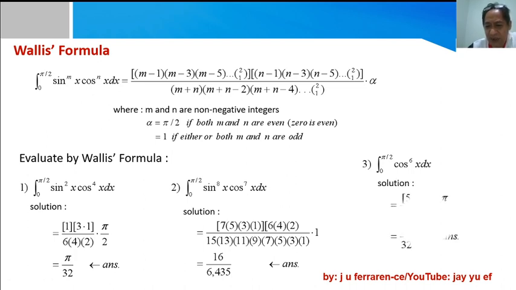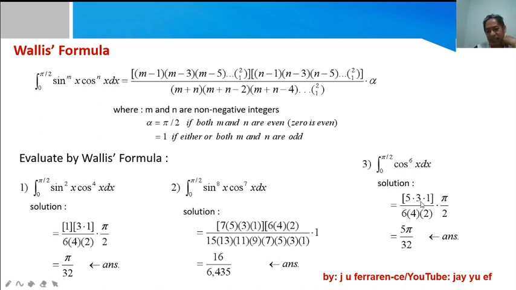So I can start with 5 as my first factor in the numerator. 5 minus 2 is 3. 3 minus 2 is 1. Then I go down, it is 6 plus 0. So that's why we have 6, 4, then 2. So alpha is pi over 2 because both powers are even. What are the exponents of cosine and sine? Cosine has a power of 6, sine has a power of 0, and 0 is an even number.